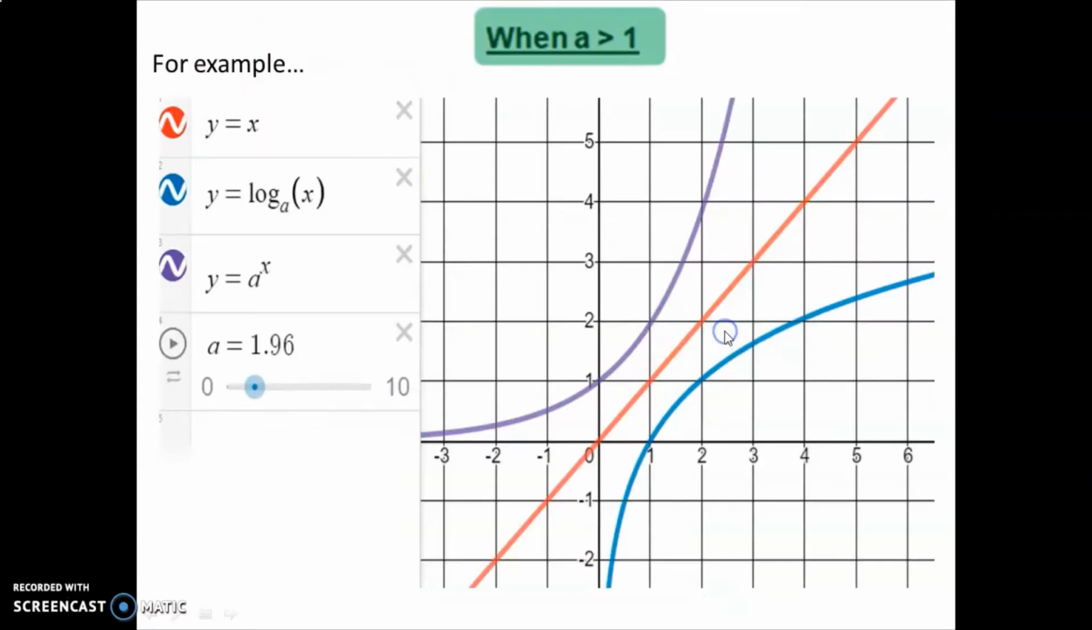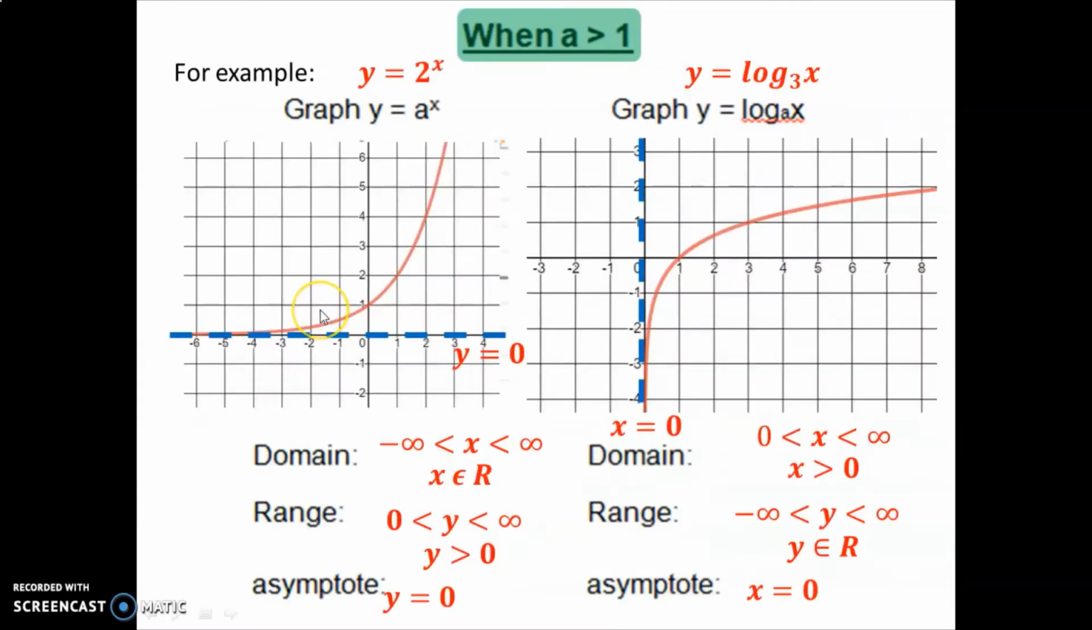Okay, let's check our work on that. So here's an example of that again. I was showing you in the slider already, but here we have an a value of 1.96. We see our exponential growth and our logarithmic. Okay, let's check this out here. Let's check our answers.